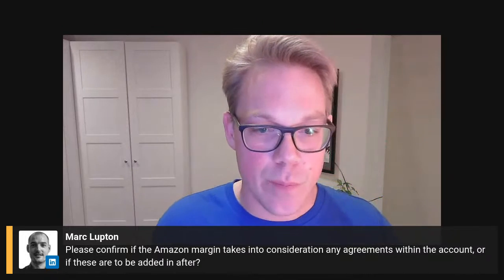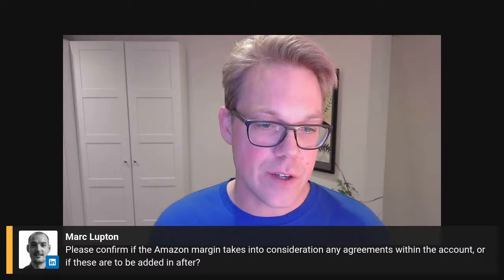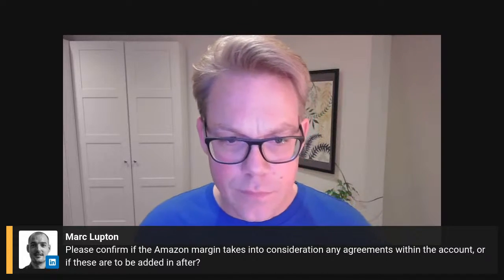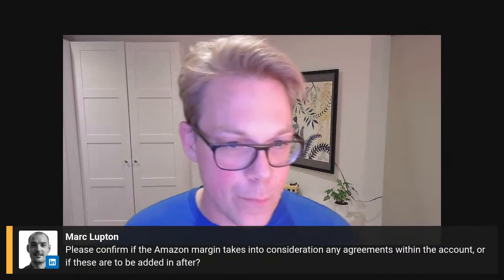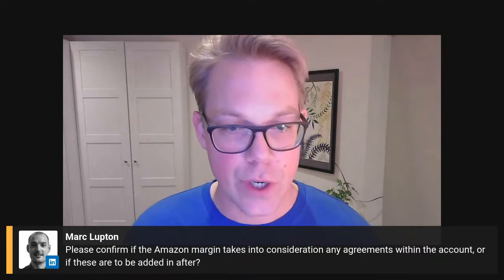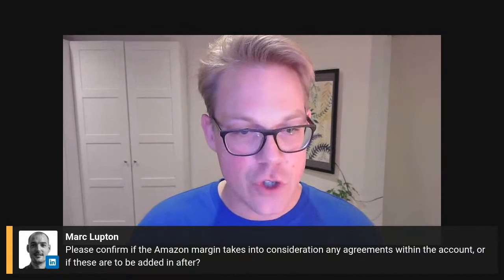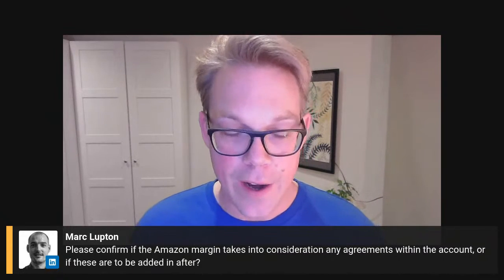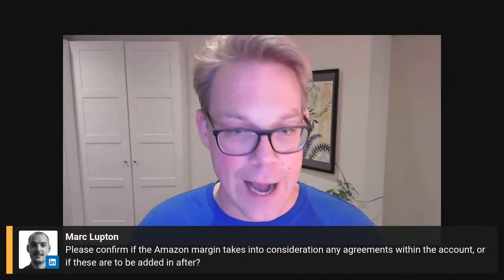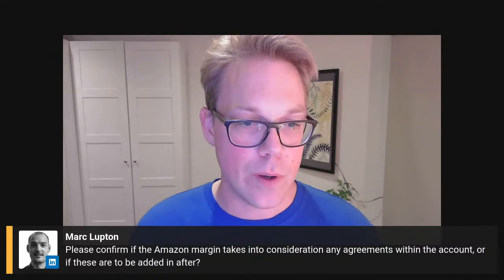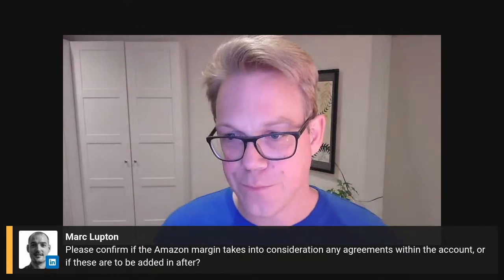Please confirm if the Amazon margin takes into consideration any agreements within the account or if these are to be added in after. The Amazon margin I just showed you is the pure product margin, so literally revenue minus COGS. So the margin I've showed you does not include it, but Amazon net PPM, or the net pure product margin, is now also available via API, and we're looking to include that in the next few weeks.